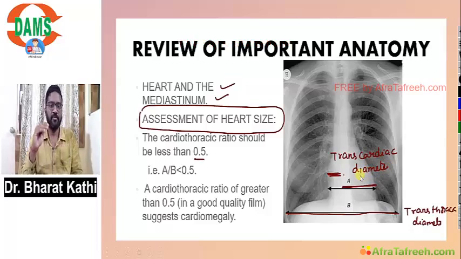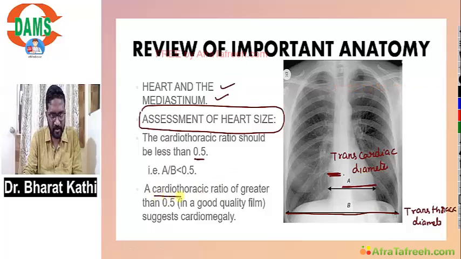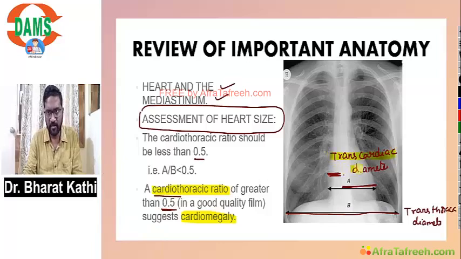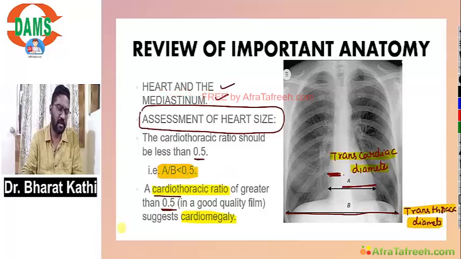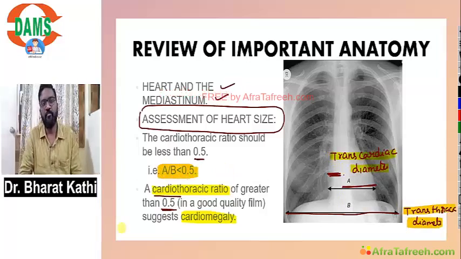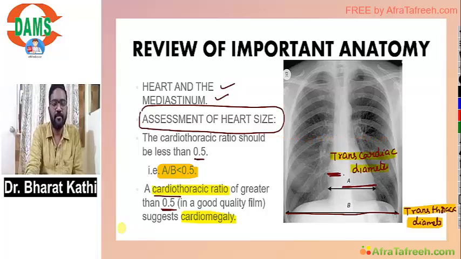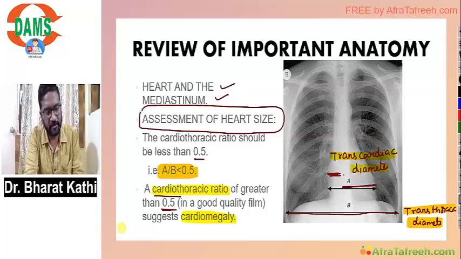So normally the heart should occupy less than half of the transthoracic diameter. A cardiothoracic ratio of more than 0.5 suggests cardiomegaly. So what you need to do is see the ratio between the transcardiac diameter and the transthoracic diameter. Usually it has to be less than 0.5. If it is more than 0.5, it generally indicates cardiomegaly. So if you have cardiomegaly, shortness of breath and CP angle blunting, most probably it is nothing but cardiac failure. So it can be cardiac failure.